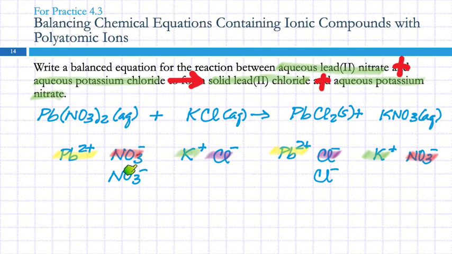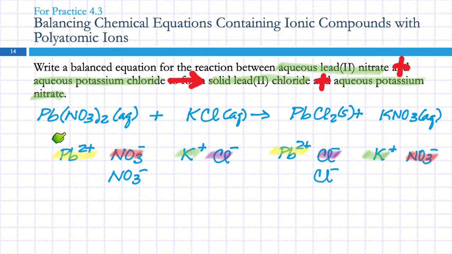So this nitrate ion, it's a polyatomic ion, and what happened to it is it just changed partners. It did not come apart into nitrogens and oxygens and make something different. It stayed together. And so when we have polyatomic ions that stay together, we can balance them as a unit instead of counting all of the elements individually.